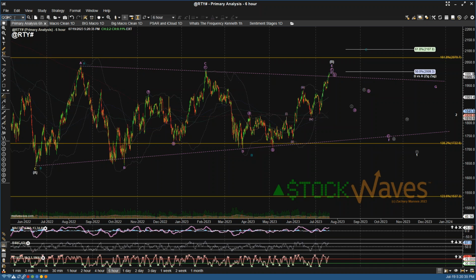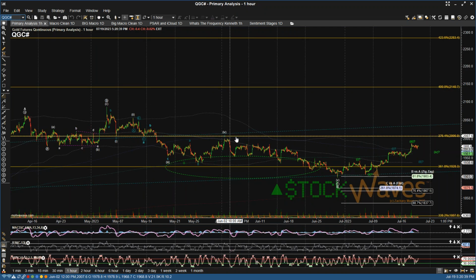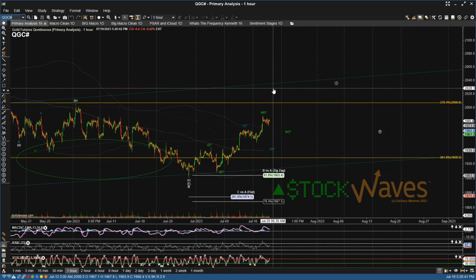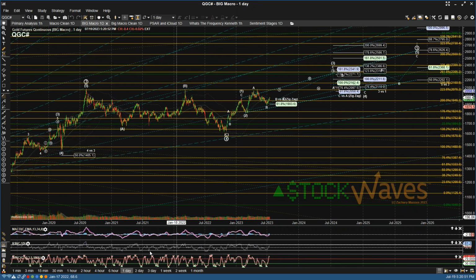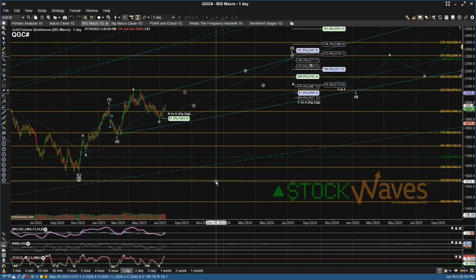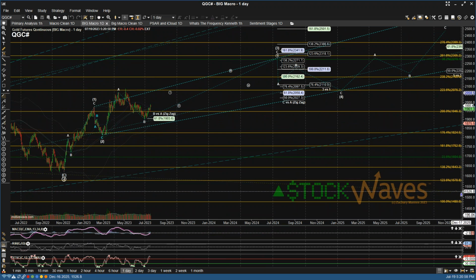Hold on. There we go. All right, as we have talked about, let's go to the bigger, there we go. Zoom in on this so that we can see the structure nice and clear.